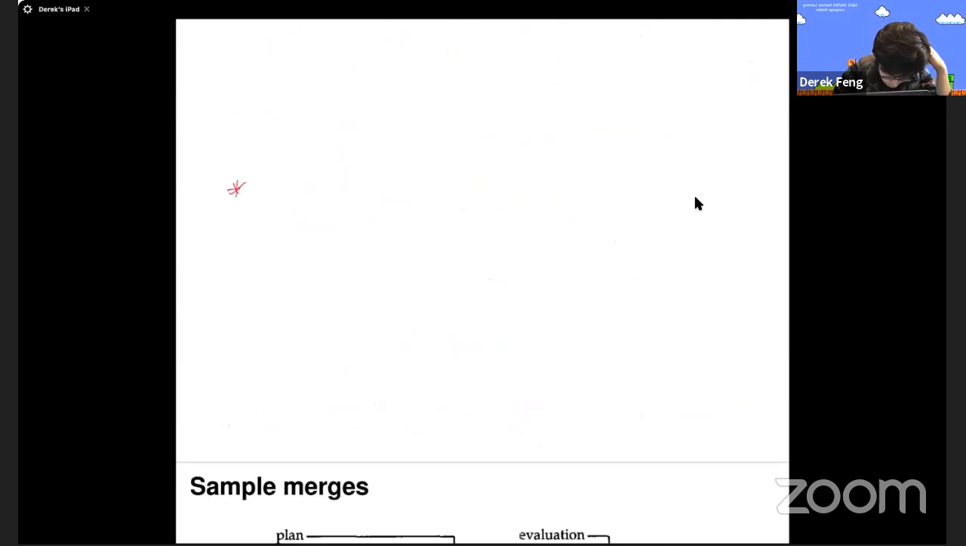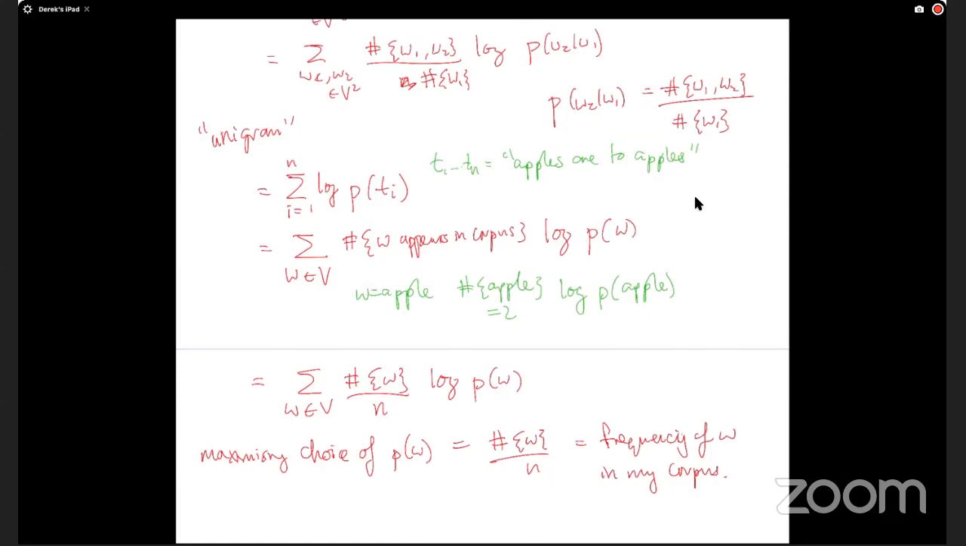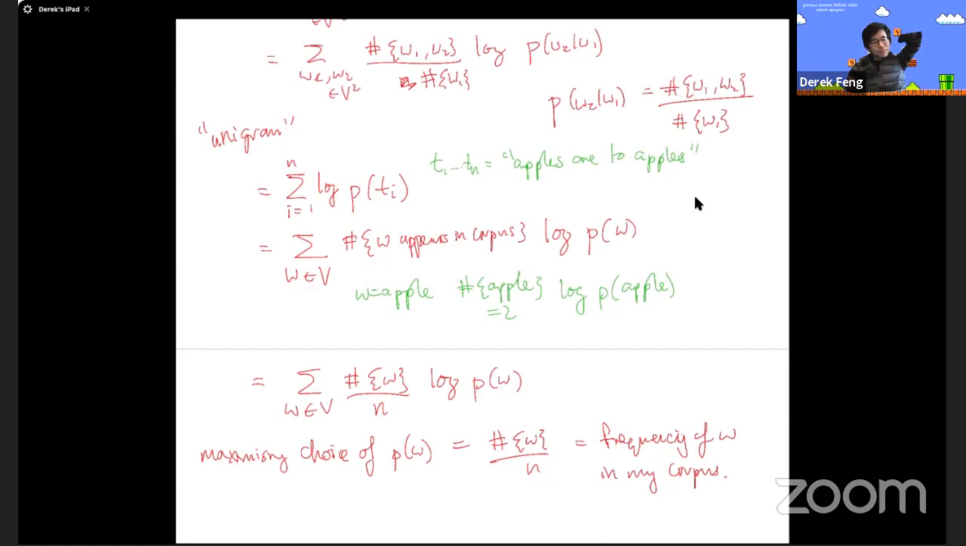So, quick question. Yeah, sure. Can you provide some more intuition as to why it's that particular choice of the probability of W that will maximize the log likelihood? I was thinking about this. You can do the optimization. I don't know if I have that good of an intuition here.